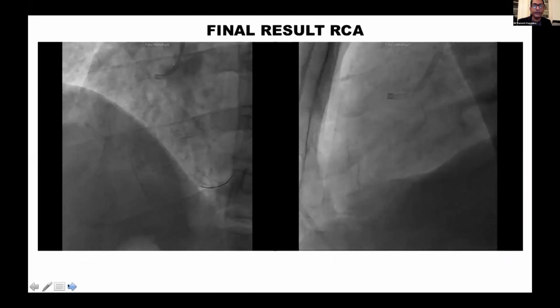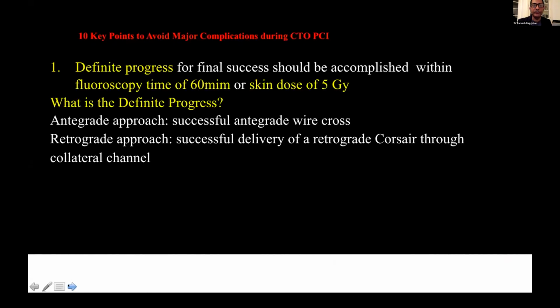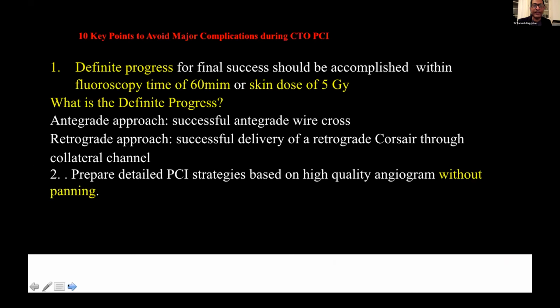So I think in view of time, I'll go to the most important points. You need to worry about the radiation, antegrade versus retrograde. As I mentioned, more complications can happen with retrograde. Prepare detailed PCI strategies based on a high quality angiogram without panning, as mentioned by Dr. Khan. Measure ACT and keep it within your target range. For us, it is about 300.